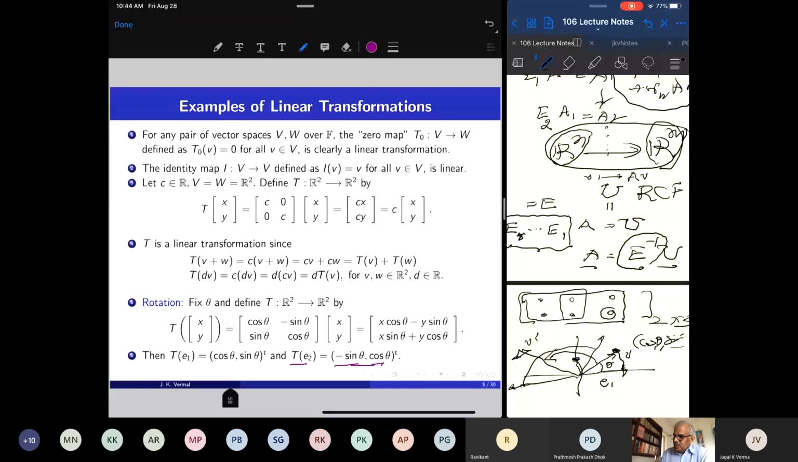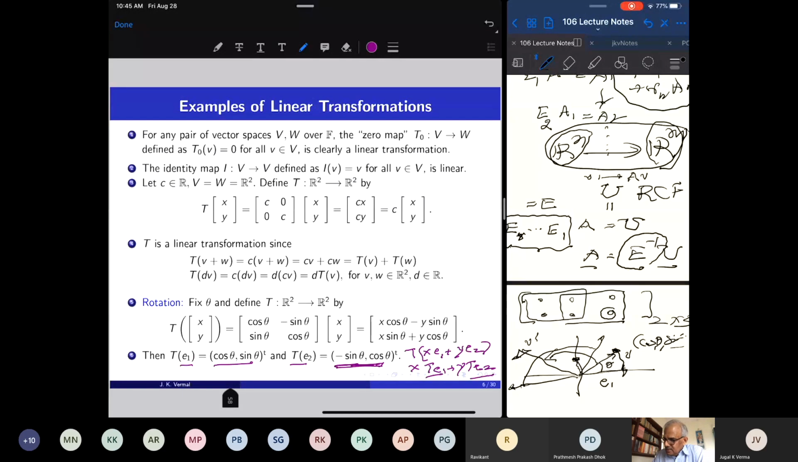Because E1 and E2 are perpendicular to each other, they have a 90-degree angle between them. So when I rotate E1 and E2 by theta amount, the end vectors are also going to be perpendicular to each other. The vector which is perpendicular to this vector is precisely this vector, (minus sin theta, cos theta). Once I know the action on E1 and E2, I know the action on the whole space, because any vector can be represented as x E1 plus y E2. And if T is this rotation map, by properties of linear transformation, this is x T E1 plus y T E2. I know T E1, I know T E2, and therefore I know T of (x, y).